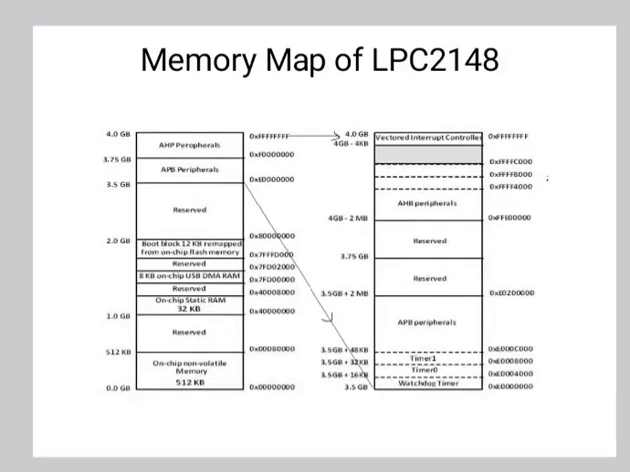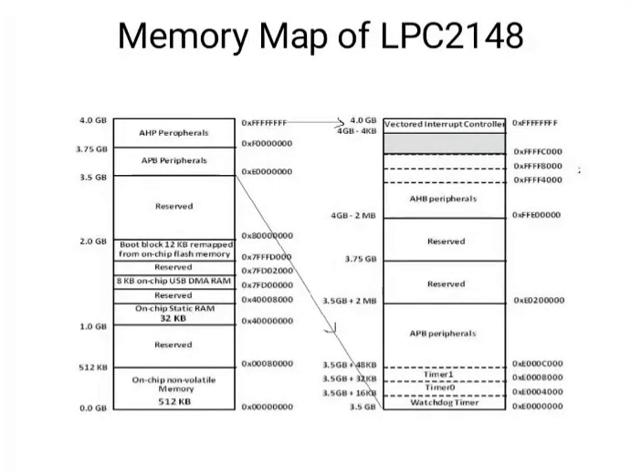So the first diagram shows the system memory map, which has memory from 0 GB to 4 GB, divided into different sections. So: on-chip non-volatile memory, reserved memory, on-chip static RAM, reserved 8 KB on-chip USB DMA RAM, reserved boot block 12 KB remapped from on-chip flash memory, then reserved, APB peripheral and AHB peripheral.